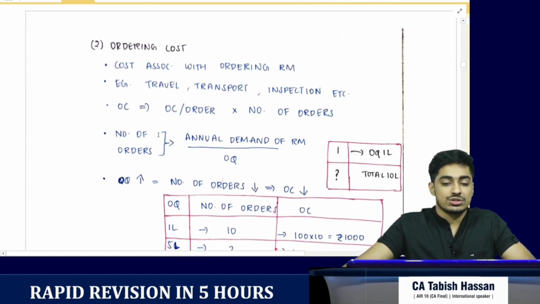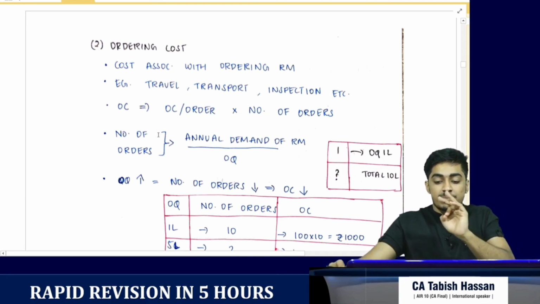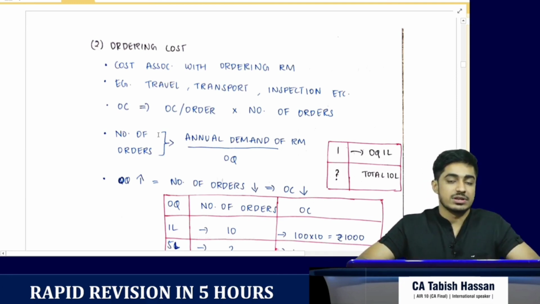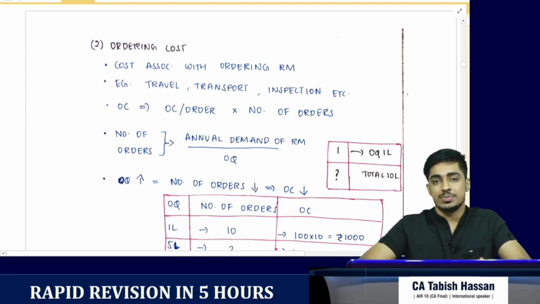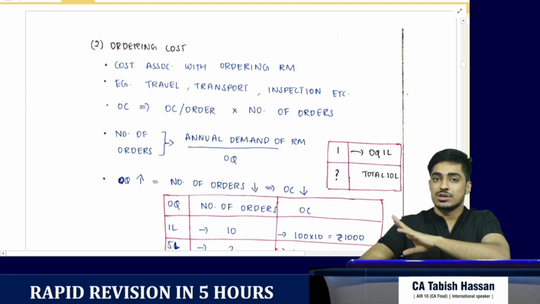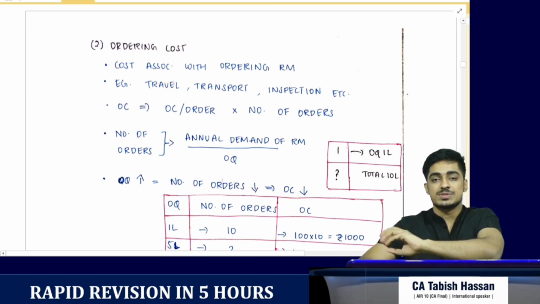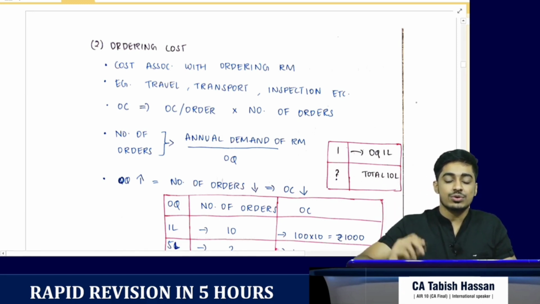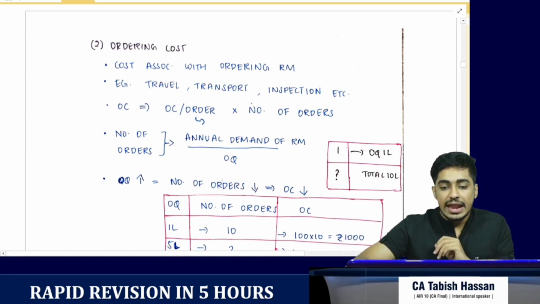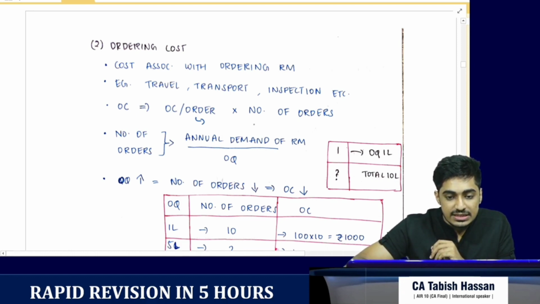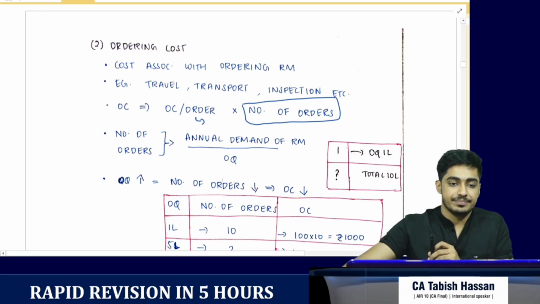How do we get the ordering cost? We get it as ordering cost per order into number of orders. Say for example, for one order, I'm incurring 100 rupees. And in a year, I've placed 10 orders. So I get ordering cost per order, 100 rupees per order into 10 orders. I get the total cost. Ordering cost per order will be given in the question. And the number of orders we have placed in a year needs to be calculated.